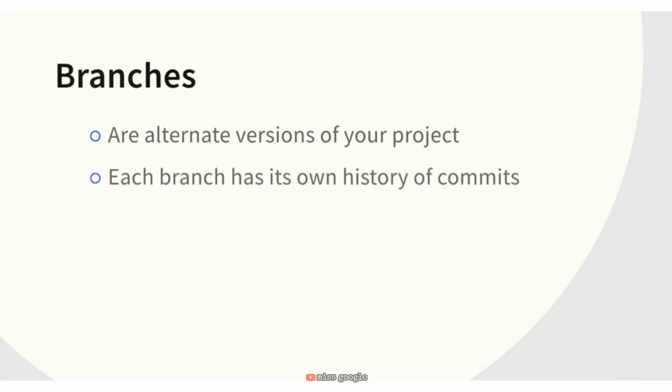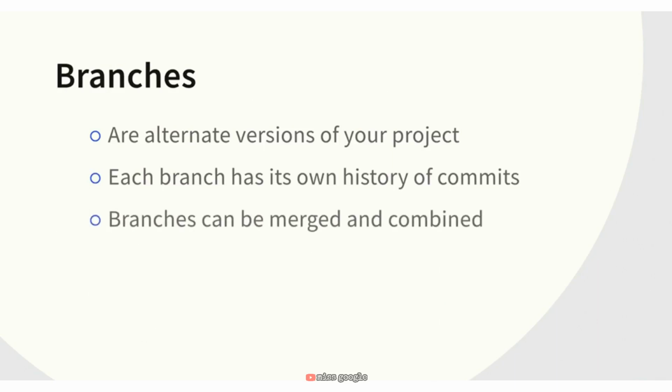A branch is an alternate version of your project that Git can create for you. It has its own history of commits. You can iterate on it, develop a branch without affecting any of the other branches. But where it gets very powerful is when you realize that branches can ultimately be merged and combined back into one whenever you see a need for it.